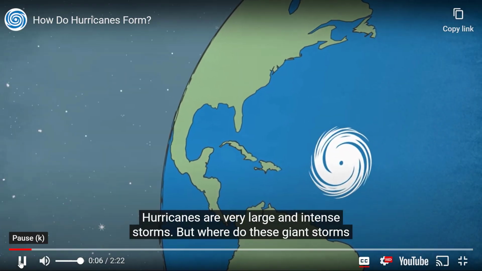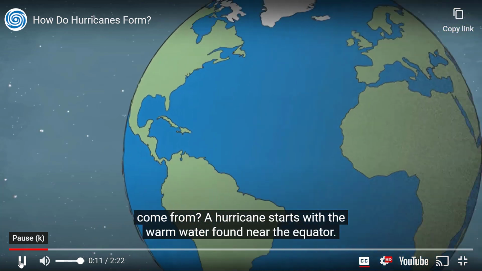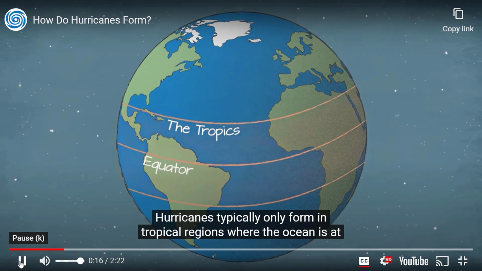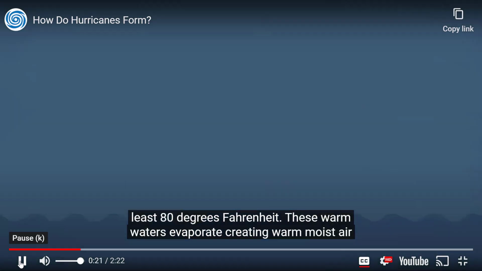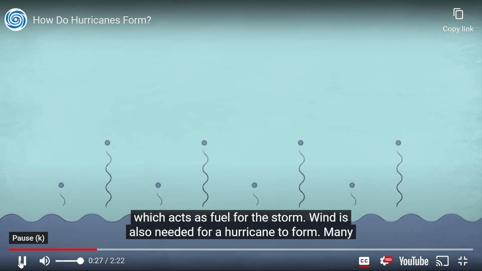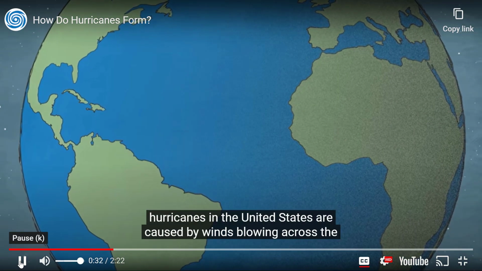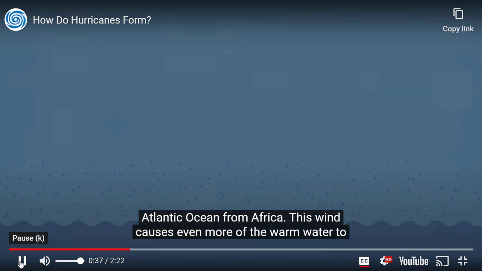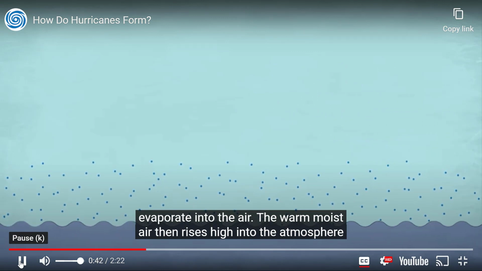Hurricanes are very large and intense storms. But where do these giant storms come from? A hurricane starts with the warm water found near the equator. Hurricanes typically only form in tropical regions where the ocean is at least 80 degrees Fahrenheit. These warm waters evaporate, creating warm, moist air which acts as fuel for the storm. Wind is also needed for a hurricane to form. Many hurricanes in the United States are caused by winds blowing across the Atlantic Ocean from Africa. This wind causes even more of the warm water to evaporate into the air.